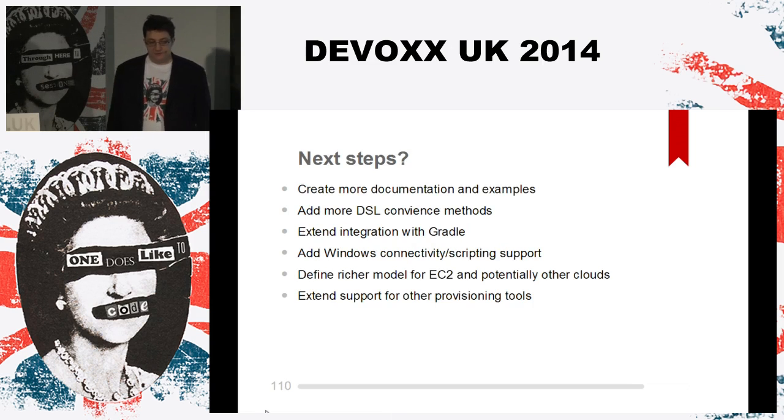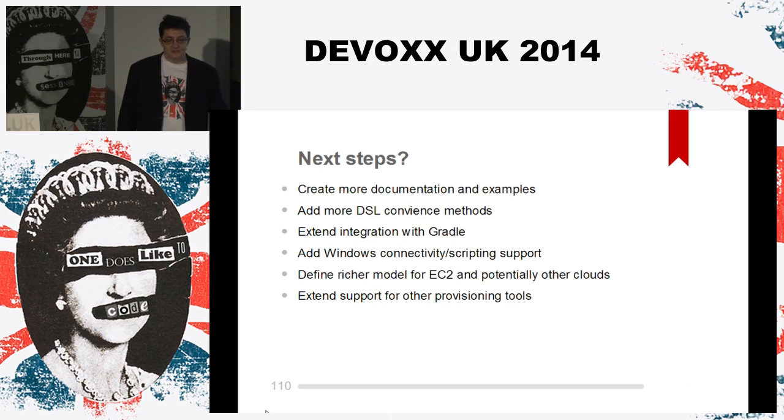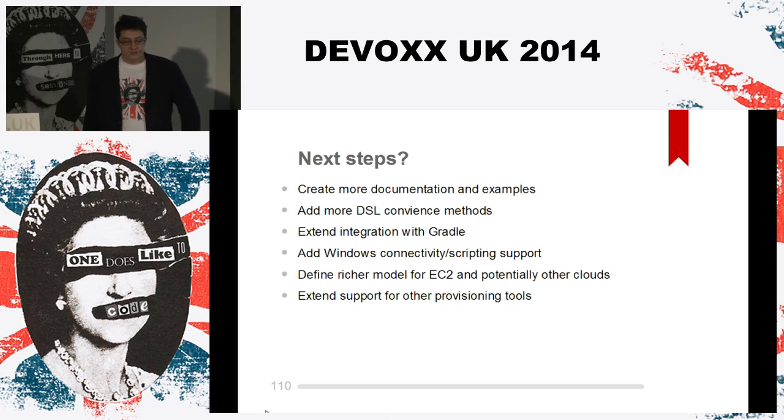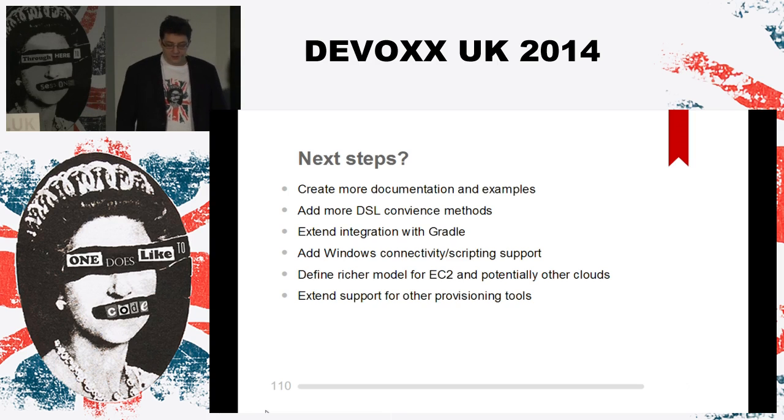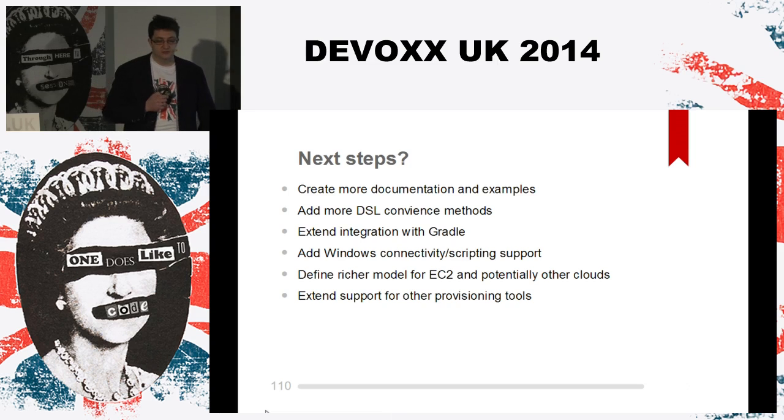So next steps for the toolset that we created are probably to create more documentation and examples, add more DSL methods so it's more convenient to use and has less ceremony, and have more integration with Gradle. Another thing that we would like to have is more Windows connectivity, because it's a huge market share that is not that well covered yet, and we would like to go in that direction as well. We would like to define a richer model for EC2 connectivity, and extend not only to Puppet, but also to other provisioning tools.